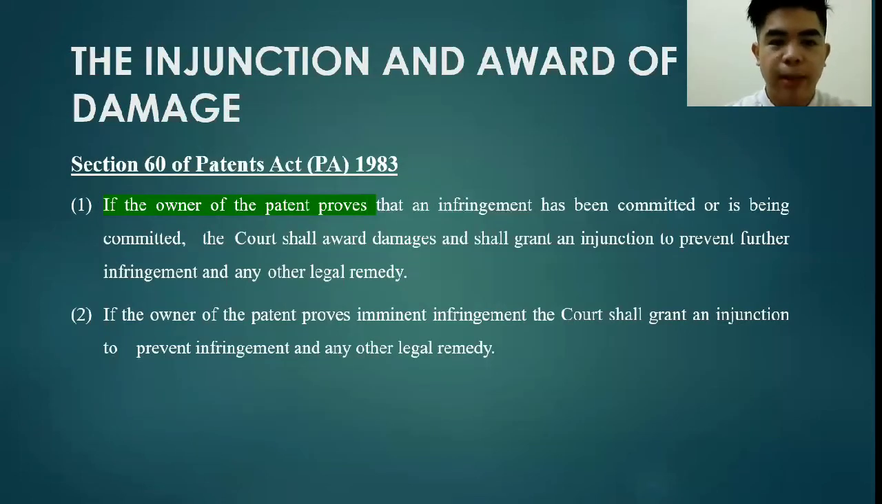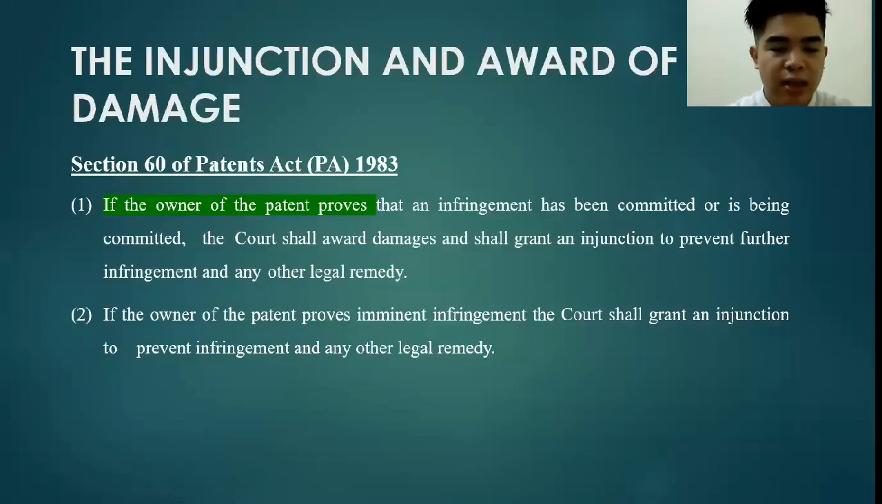Section 60 of the Patent Act 1983 expresses the injunction and award of damages that will be granted by the courts to the owner of a patent if his patent has been infringed by a third party. According to Section 60, subsection 1, if the owner of the patent proves that an infringement has been committed or is being committed, the court shall award damages and shall grant an injunction to prevent further infringement and any other legal remedies.